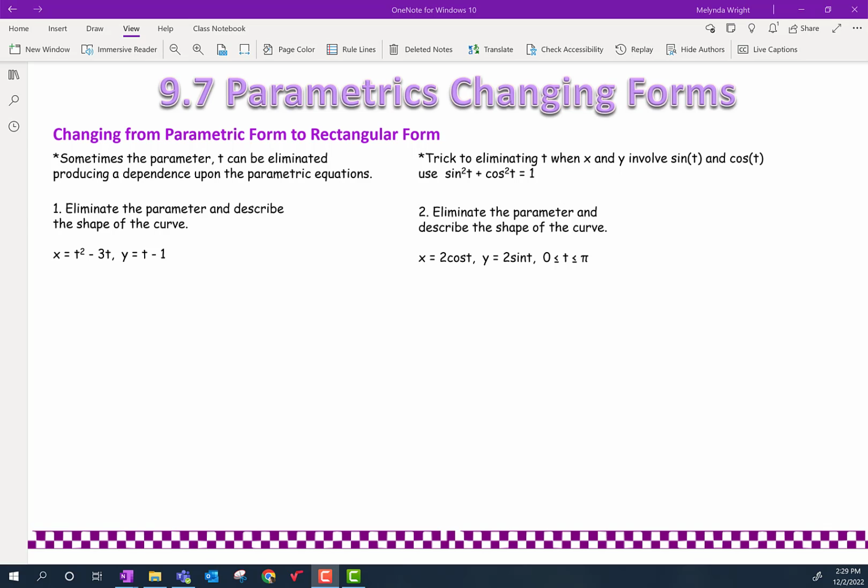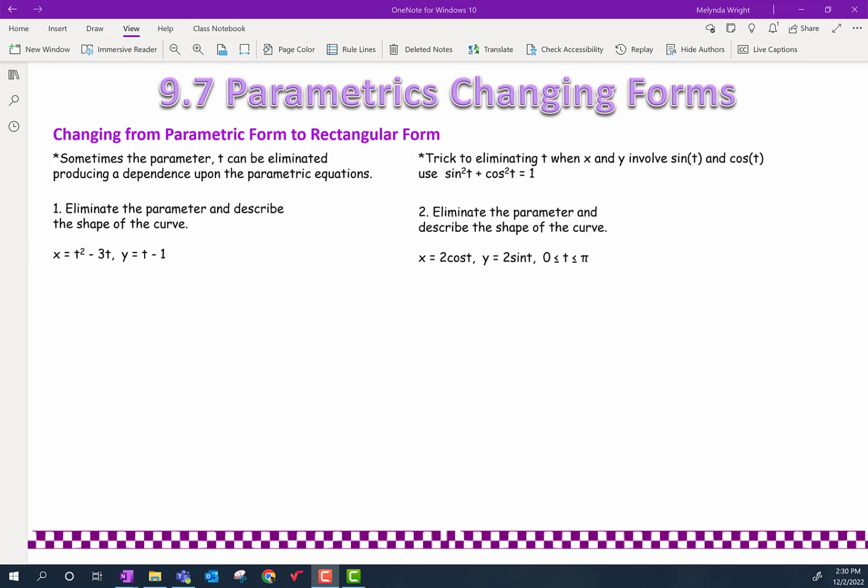Okay, so let's take a look at our lesson for today. Today we're going to look at parametrics in a little bit of a different way. We're going to learn how to go back and forth between different forms, like from rectangular form to parametric form and back and forth. You recall we did this a few weeks ago with polar.